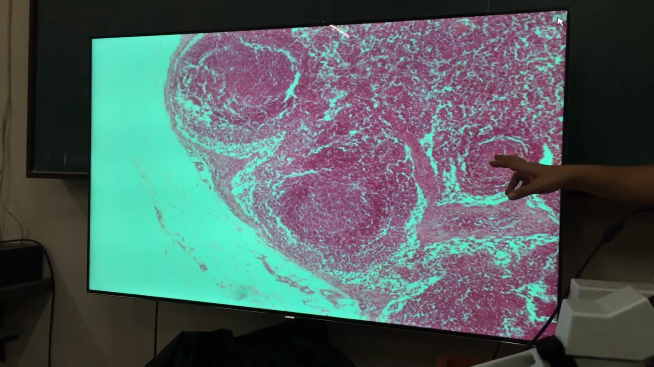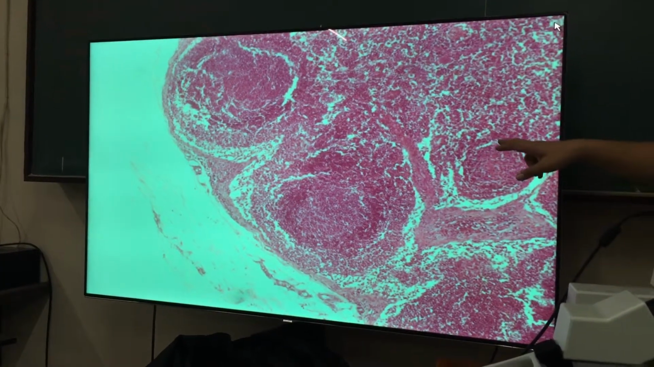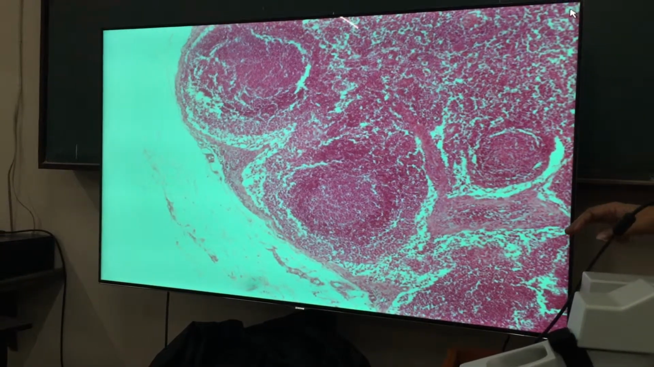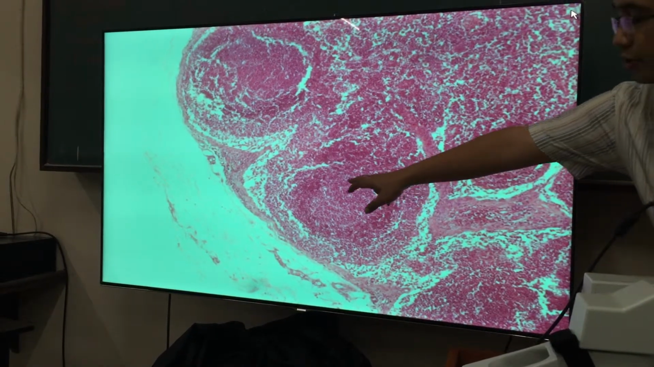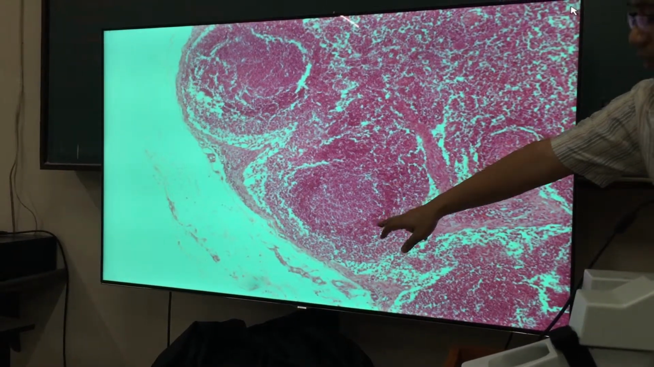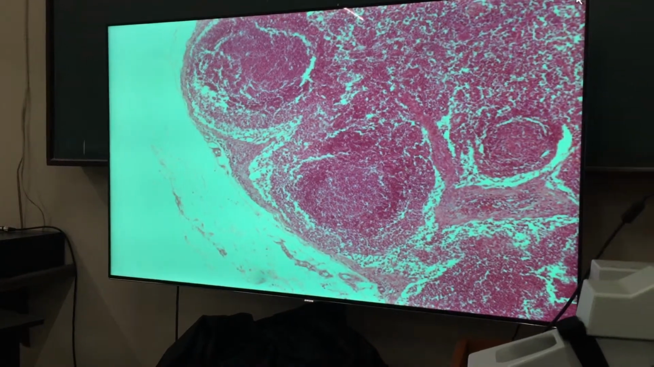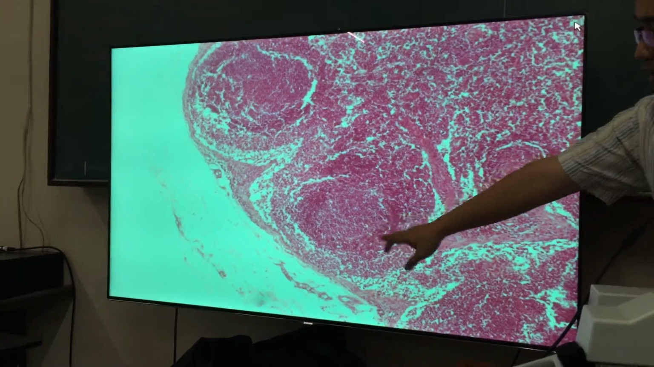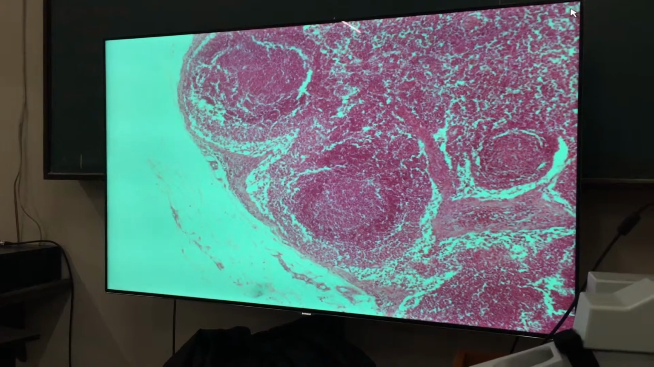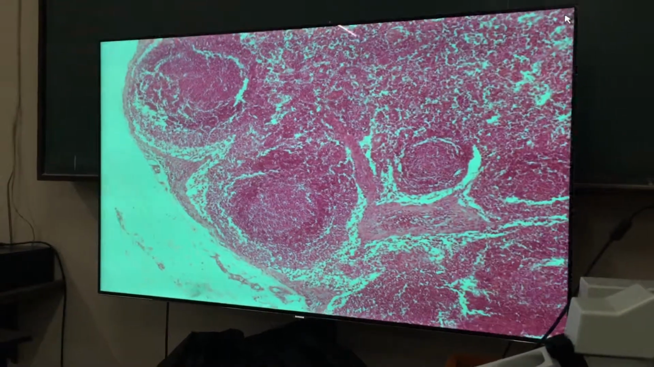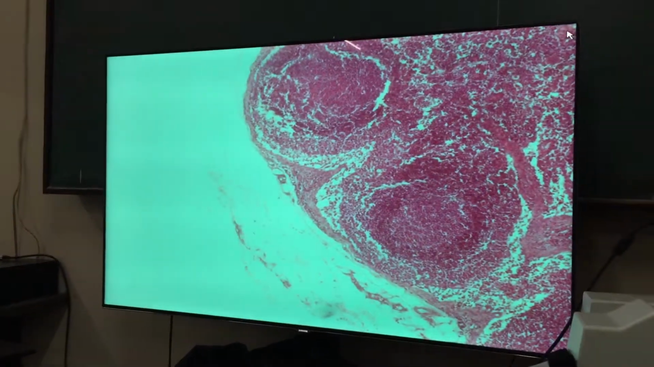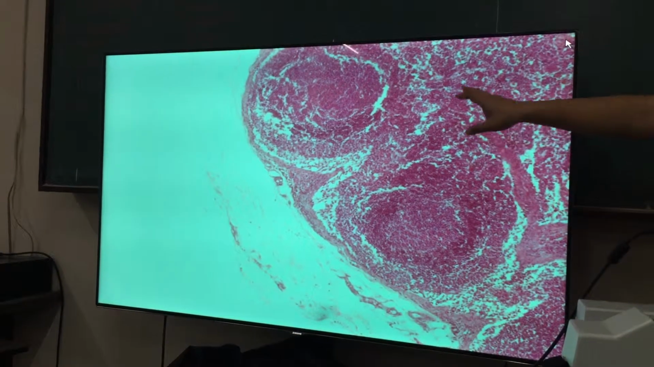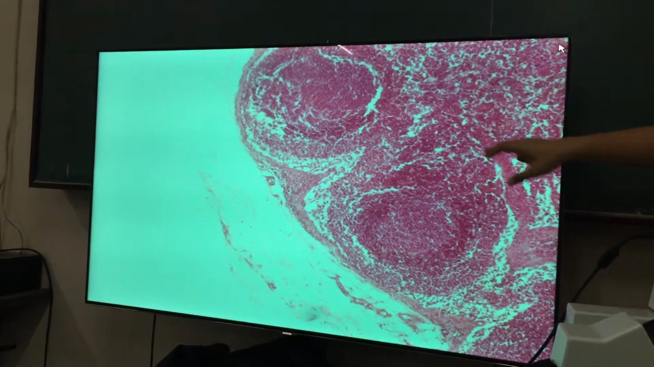So the primary follicles do not contain the germinal center, while the secondary follicles would show the germinal center. And it is surrounded by a band of lymphocytes, which is called the mantle zone. So you can see the delineation between the germinal center and the mantle zone. The follicles would contain the B lymphocytes. The parafollicular areas would contain the T lymphocytes.